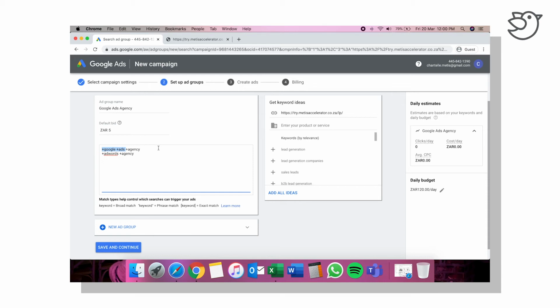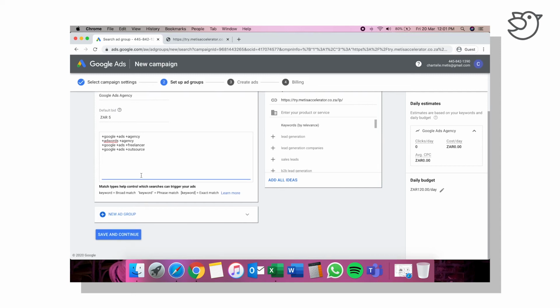We call it adding qualifiers to our keywords. So if somebody's typed in Google Ads agency, they're actually looking to outsource their Google Ads to someone. So there's another good keyword. Maybe I want to type in Google Ads freelancer. Or maybe people are going to type Google Ads and then outsource. So now I've got all types of keywords that are similar. As you can see, all of them speak about Google Ads, and they speak about this person actually wanting to use a company for it or outsource it in some way. So I'm happy with that.